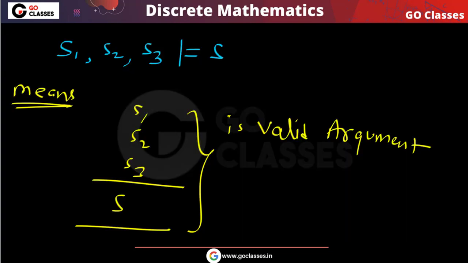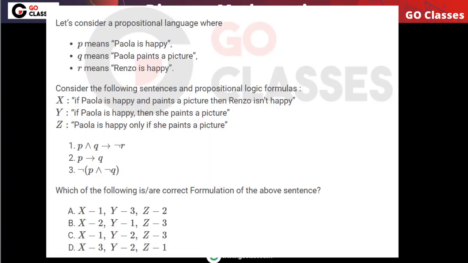So this is your last question. This is the last question of the quiz, question number 15. And this is another very easy question. P, Q, R, these are the three propositions given to you. P means Paolo is happy. Q means Paolo paints a picture. R means Renzo is happy.